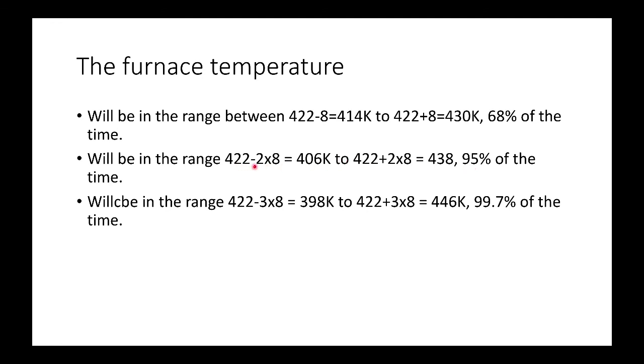So in that case, you have to be 2 standard uncertainties below to 2 standard uncertainties above, which is 406 to 438. So with our confidence interval at 95% confidence, we can say the furnace will have a temperature between 406 Kelvin and 438. And you could go up to even 3 standard deviations away, in which case you've got 99.7% confidence that it's in the range 398 to 446.